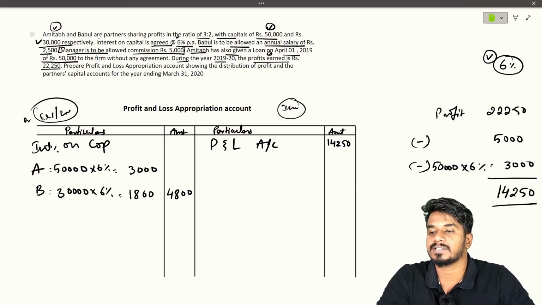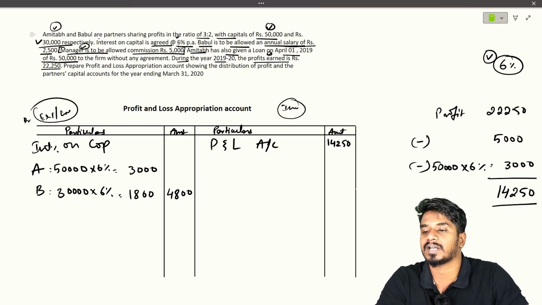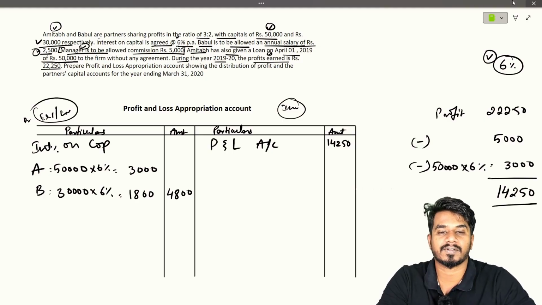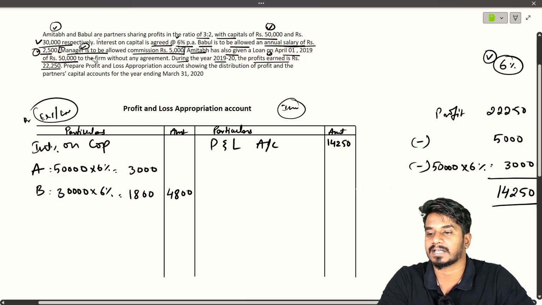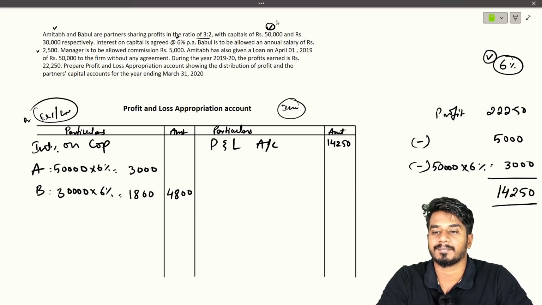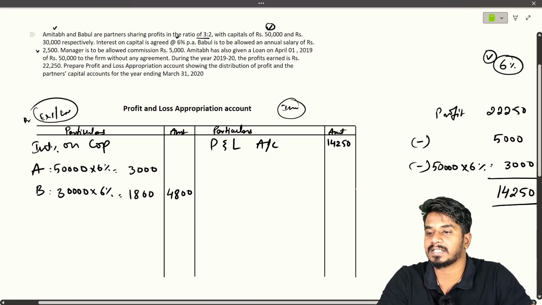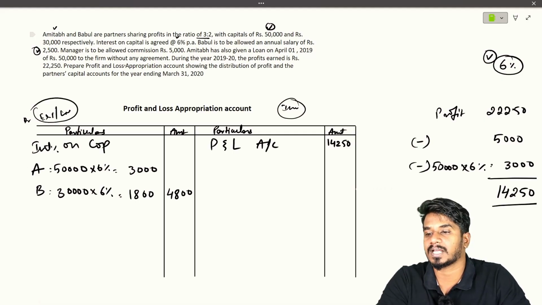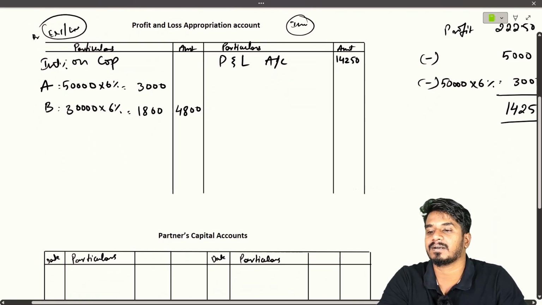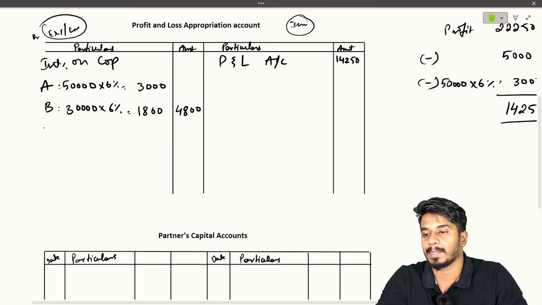Then what is given in the question? Manager's salary, we have already treated. And here something is there. Bubble is to be allowed an annual salary of 2,500 rupees. Let me clearly erase this. Is it visible clearly? So here it is given: Bubble is to be allowed an annual salary of 2,500, which will come on P&L appropriation, obviously on the debit side.